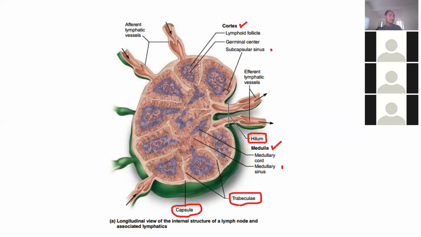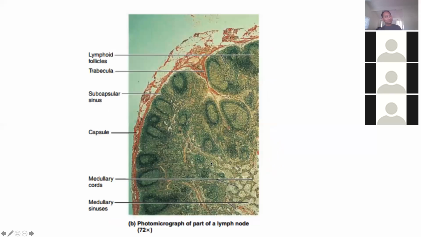So now look at that, the outer cortex, the capsule here, very outside, which is a fibrous tissue covering the lymph node, will come into the medullary portion. That is what we call trabeculae. That is not a big thing to remember. From the capsule coming into the medullary side, that is called trabeculae.